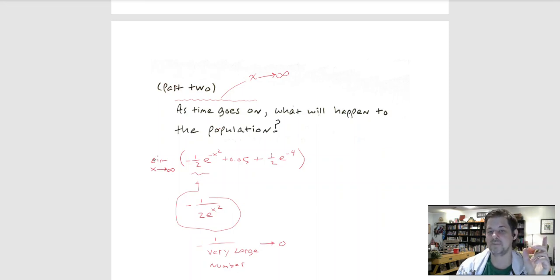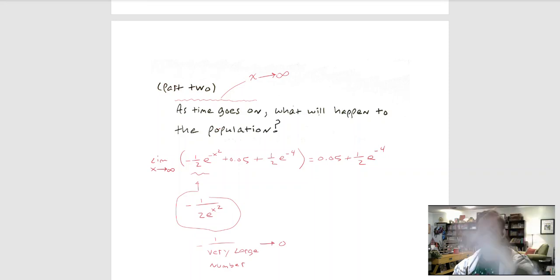So what happens is as x goes to infinity, this part zeroes out of this entire formula. Okay? All right. So as time goes on, this element of my function disappears, is what we could say. And I'm left with this other stuff, 0.05 plus 1/2 e to the minus 4 power. Okay, so that's like your long run population. I'll get that the population will stabilize.